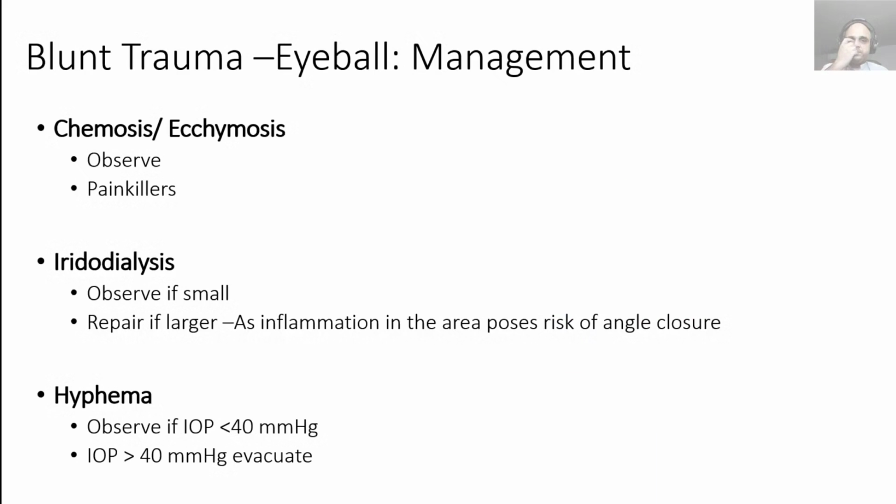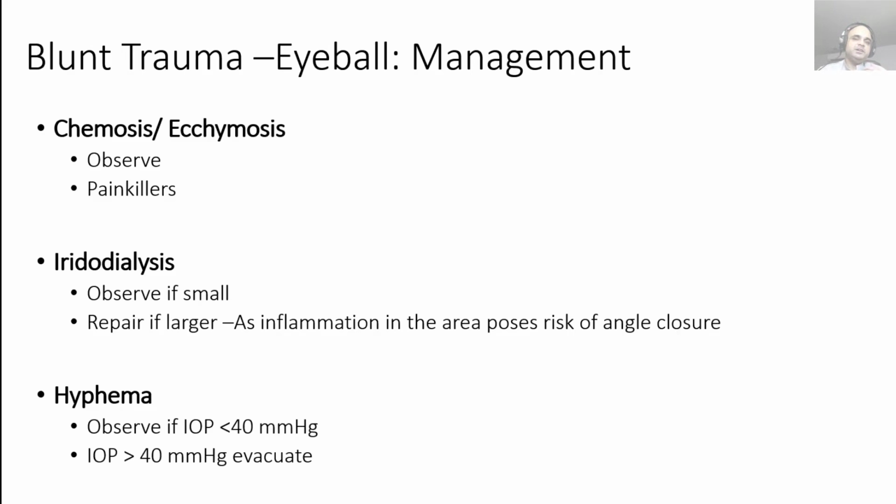So what do we do? For chemosis or ecchymosis, most of the time just observe or give painkillers, and that is enough. For iridodialysis, if it is small, do nothing. If it's larger, it needs to be repaired because inflammation in this area can lead to fibrosis and angle closure. Hyphema can cause a rise in pressure.